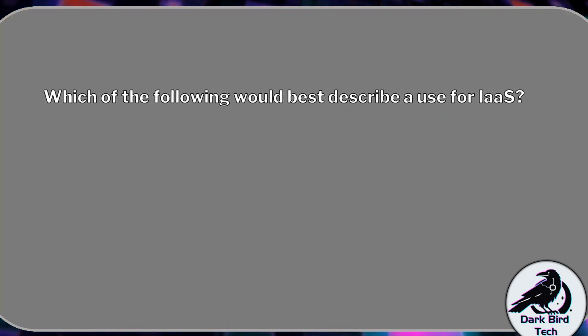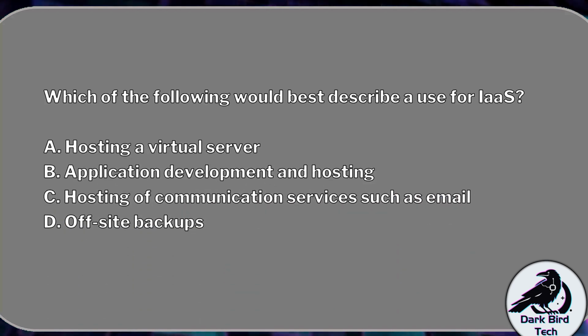Next up, which of the following would best describe the use of IaaS, or Infrastructure as a Service? So our options are hosting a virtual server. That actually sounds quite good already. But even if we do have a good first option, let's make sure we're not happier with one of the other ones. Option B is application development and hosting. You could do that with Infrastructure as a Service. But you could also do it with Platform as a Service as well. C, hosting of communication services such as email. Again, I could do that with Infrastructure as a Service, but I can also do that with a Software as a Service solution. And then performing off-site backups.